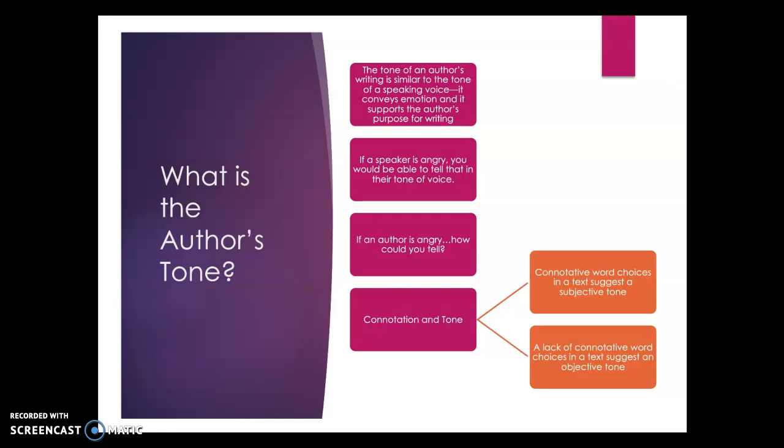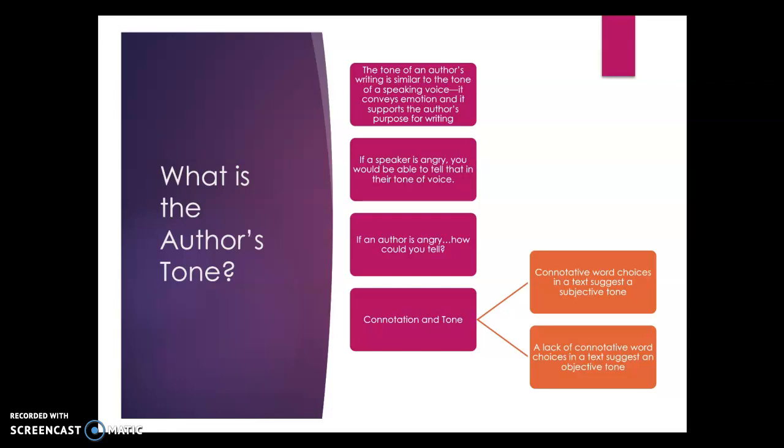And so when we listen to people, it's very easy to infer how they feel. Now in writing, that can be much harder. So how can you tell how an author feels based on writing, right? You can tell through word choice and sentence structure. That's why we are working on the 6 traits at the same time we're working on this, because it's important for you to understand word choice and sentence fluency. Those 2 things work together to help you understand how an author is feeling.